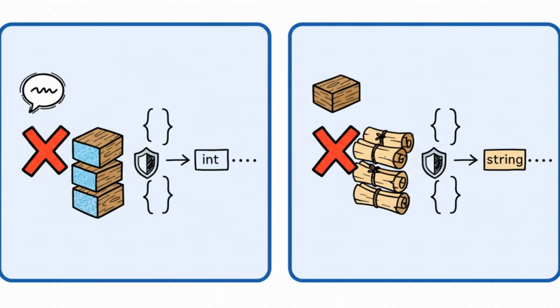And here's the result of that. We can create an int stack that only accepts integers and a string stack that only accepts strings. We get the amazing reusability of a single stack class, but we also get the compiler-enforced safety that stops us from, say, accidentally pushing a string onto our integer stack. It is truly the best of both worlds.